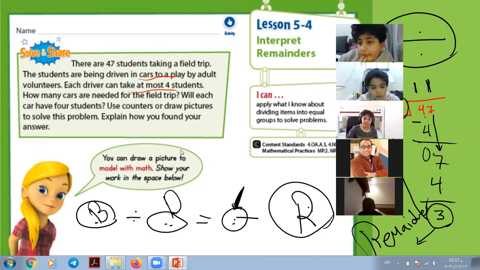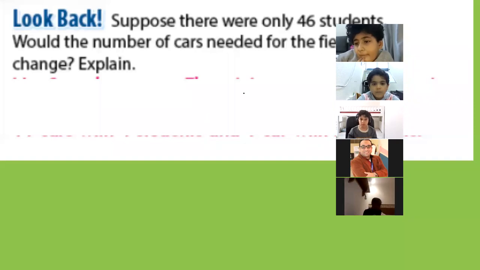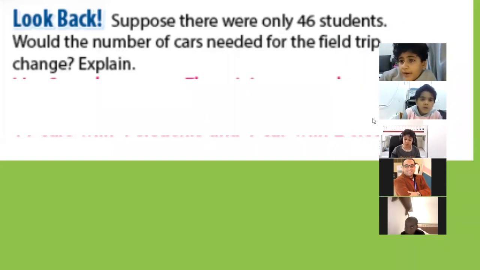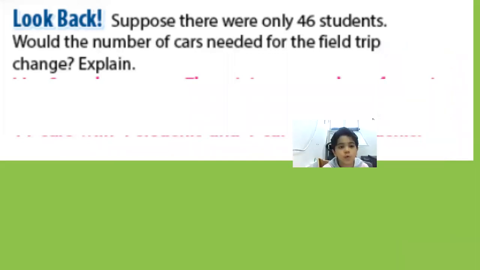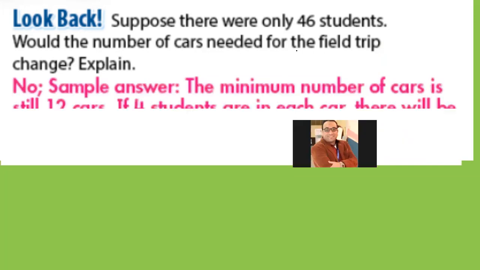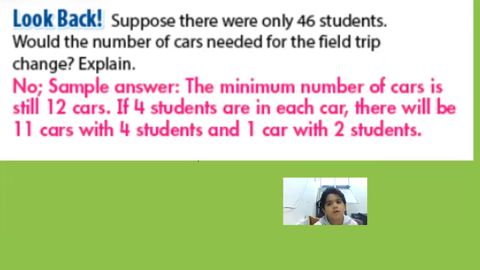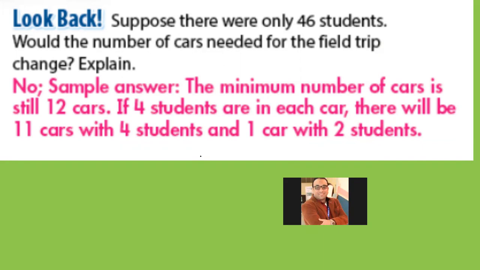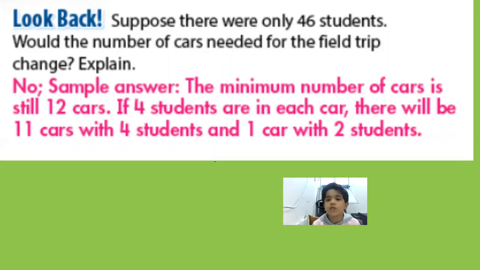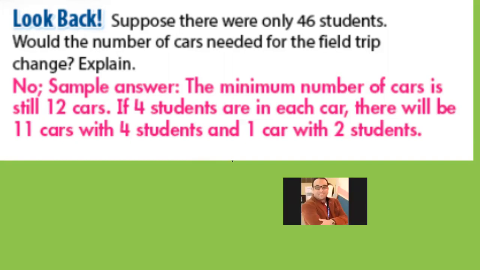Okay. Ahmed Rabia, look back at the same page. Hurry up, Ahmed. Suppose there were only 46 students. What is the number of cars needed for the field trip? Okay, read. The minimum number of cars is still 12 cars. Why? If 4 students are in each car, there will be 11 cars with 4 students and 1 car with 2 students. Very good. Okay, copy the answer, my dear students, and let's go with guided practice on the next page.